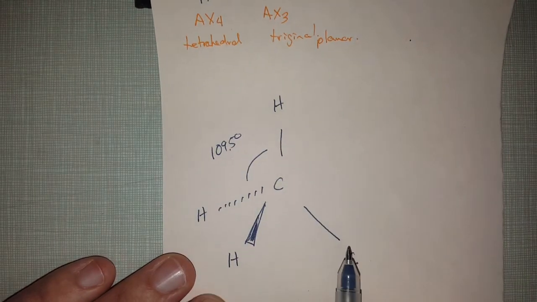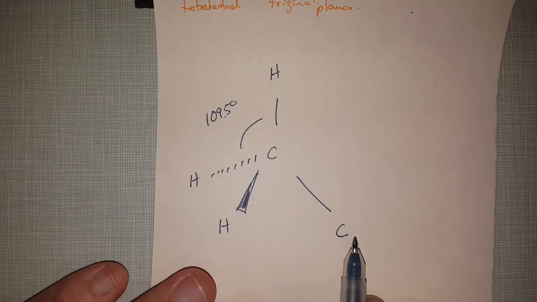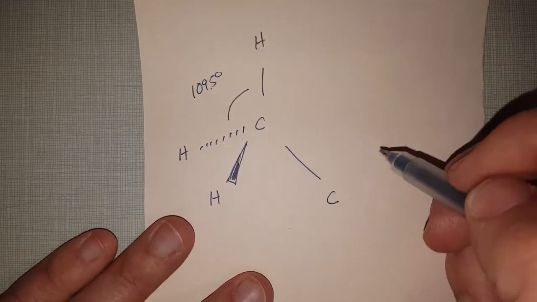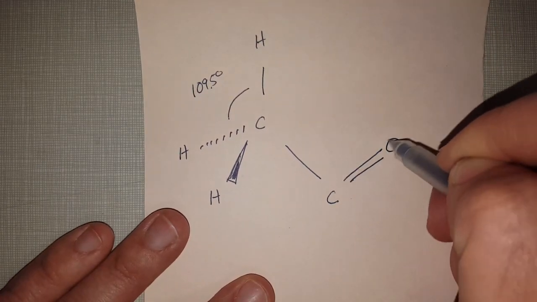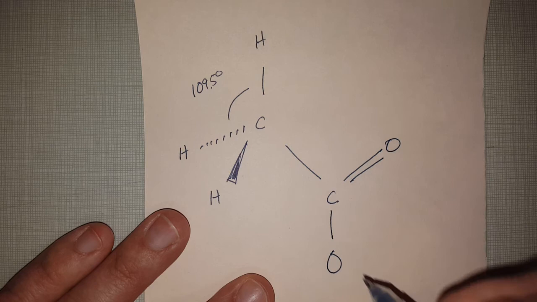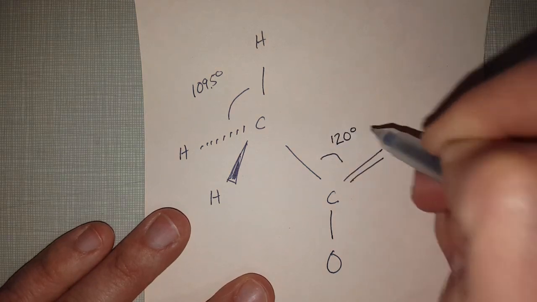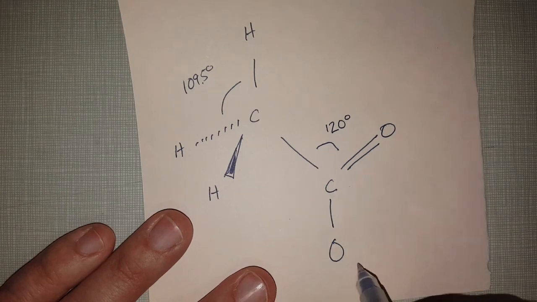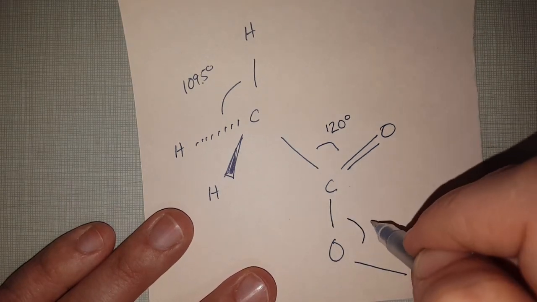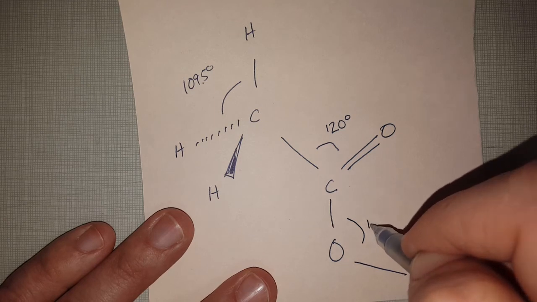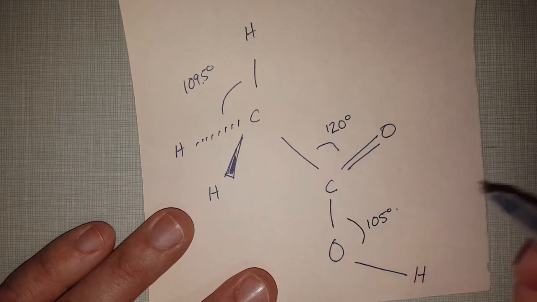Okay, now this carbon, because we put it on the page so that it makes it easier to do my trigonal planar shape around it, which I know has a bond angle of 120 degrees. And then I can also show my bent, which has a bond angle of, in this case, about 105 degrees.